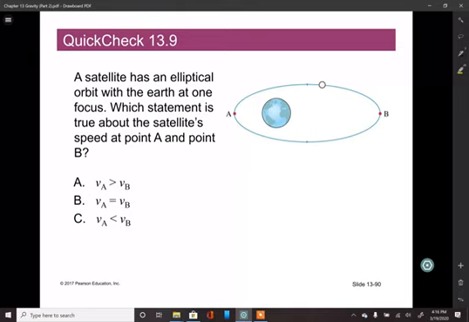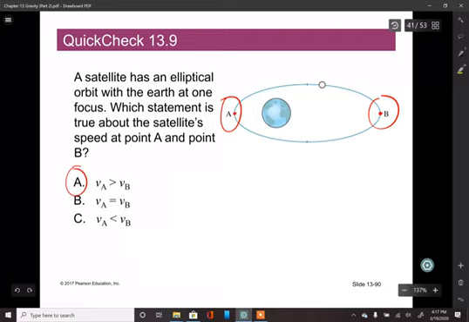at some position, some other position, right? This is an elliptical orbit. At point B, we're very far away. At point A, we're very close. If Kepler's second law is true, we have to move very fast here and very slow there, which is also a statement of conservation of momentum. So VA has to be bigger than VB.